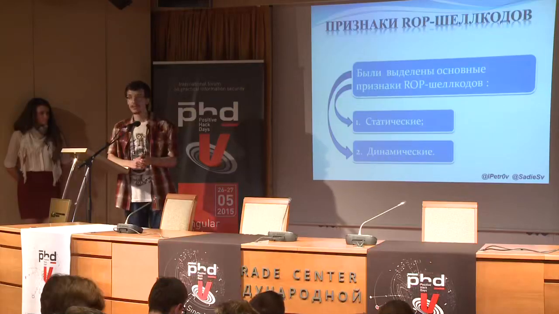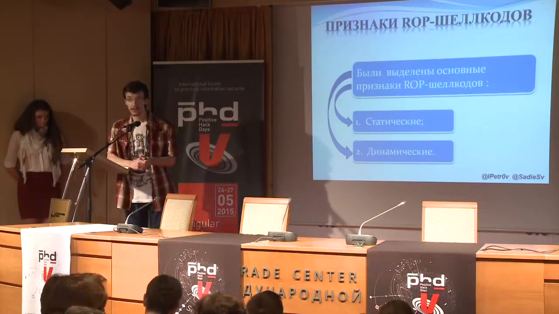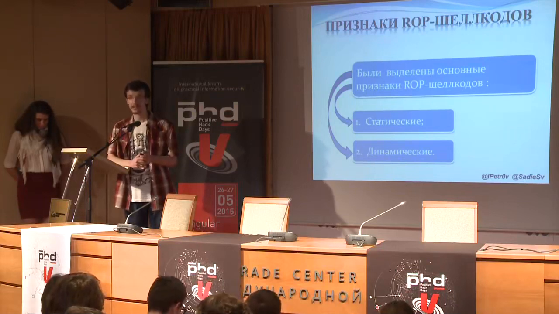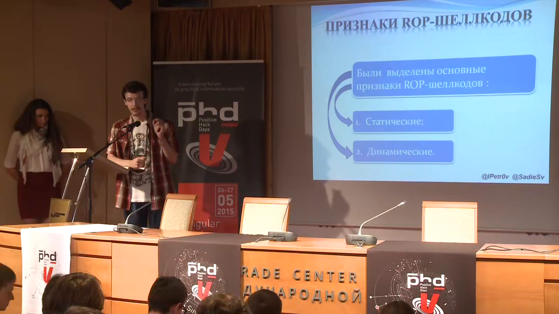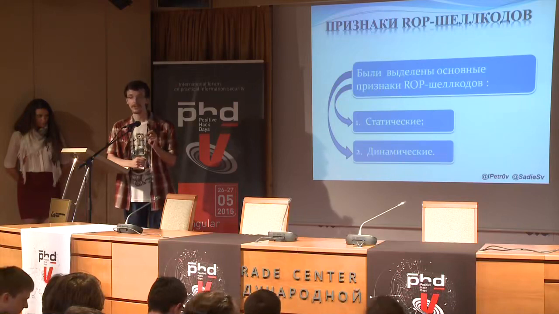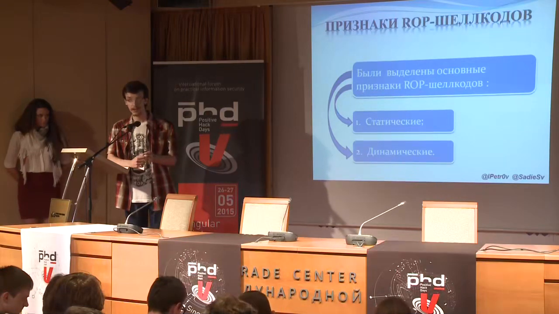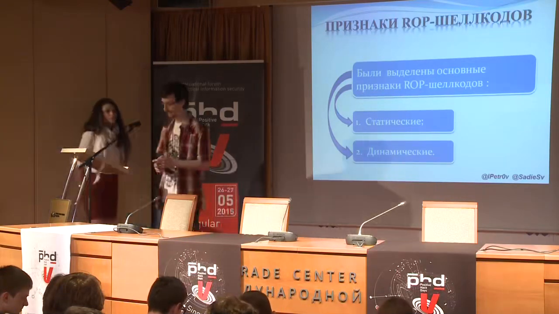Also in our work we have done an analysis of existing ROP shellcodes that were discovered in public exploit databases and special generators of ROP shellcodes. On the basis of this analysis we have discovered the main signs of ROP shellcode availability, and they can be divided into static and dynamic signs.